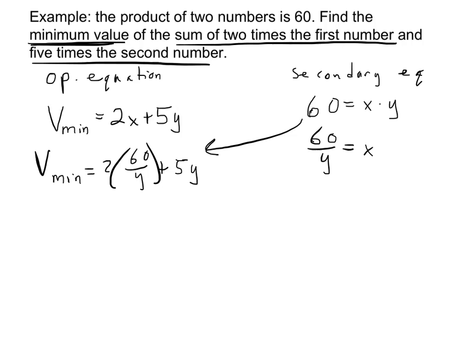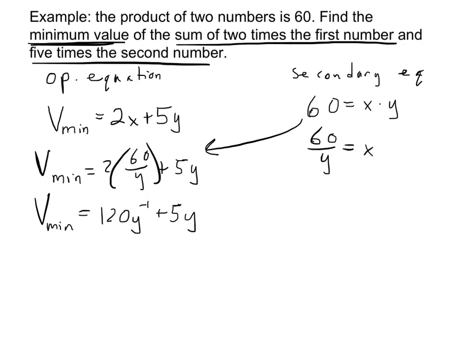And the idea now is, remember, my goal is to take the derivative and set it equal to 0. Please don't lose sight of that. The whole point of this entire thing is to take the derivative of that thing. And so what that means is, rewrite this thing. Move it into a form that's easy to take the derivative. So V min, I still haven't taken the derivative yet, equals 120y to the negative 1 plus 5y.